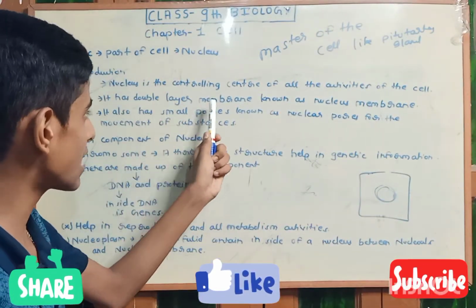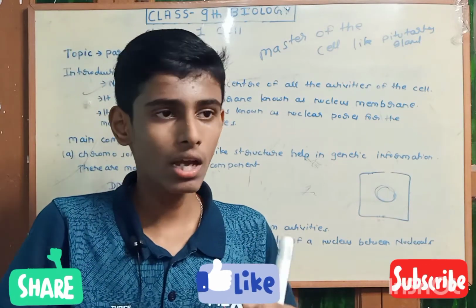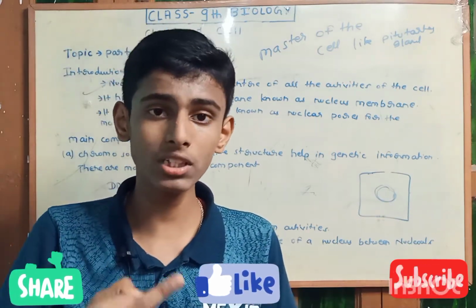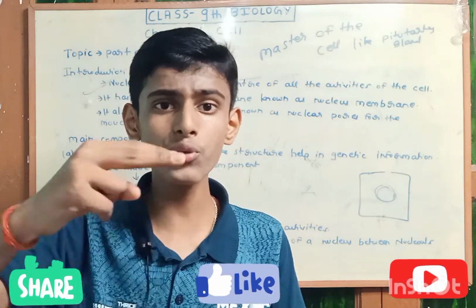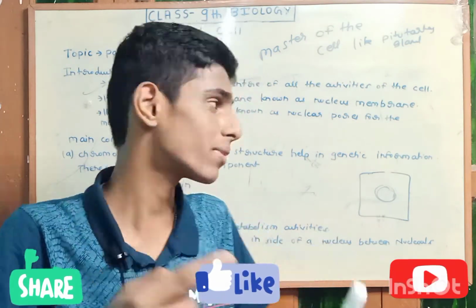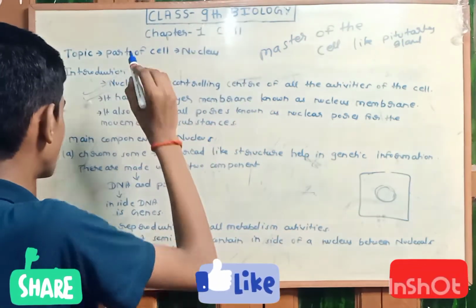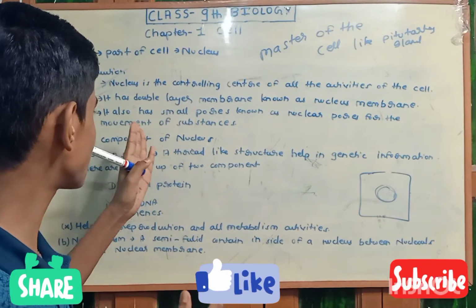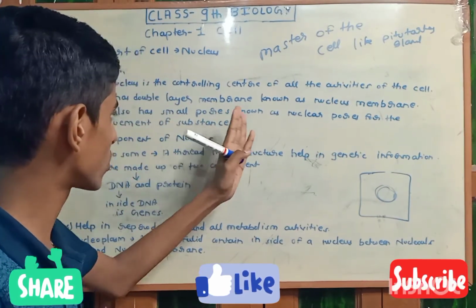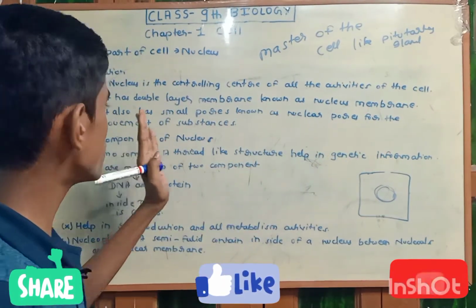It is a double layer membrane. One membrane is known as the nuclear envelope, and when two nuclear envelopes are made, that is known as the nuclear membrane. So we have discussed this line. Here the third line says that it also has many pores known as nuclear pores for the movement of substances.